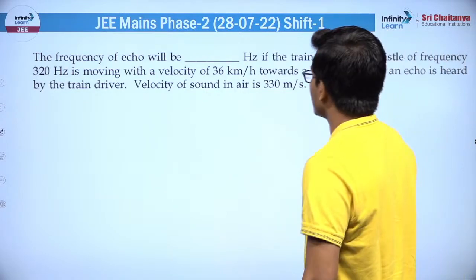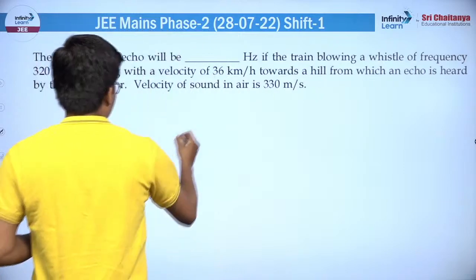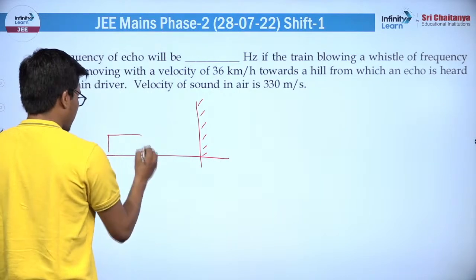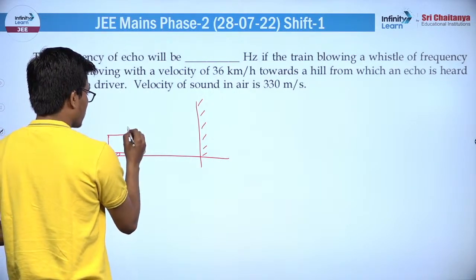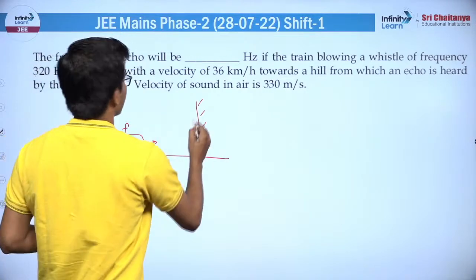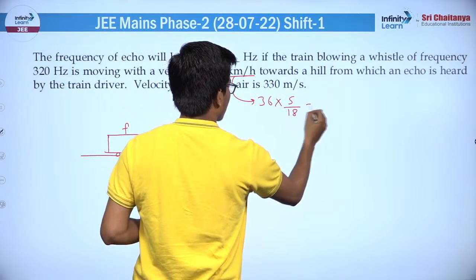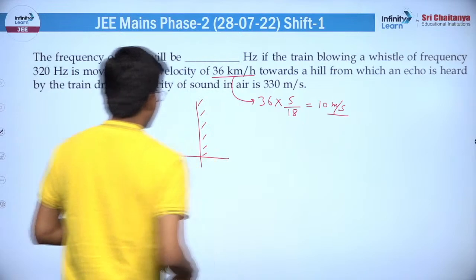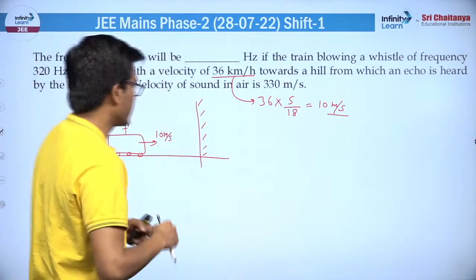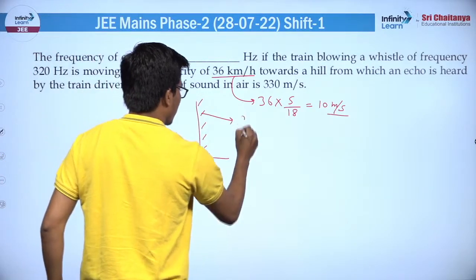The frequency of echo will be, if the train... this is a question from the Doppler effect, and this question also we do in regular classes. So let's say there is a train which blows a horn of frequency f, and it is moving with 360 km per hour, means we have to convert to SI unit, that is 100 meter per second, right? So it is moving with 100 meter per second. We have to find the frequency of echo, not the emanated, right? So what frequency will reach this wall? First let us just find that.